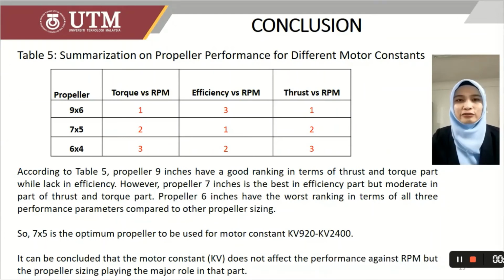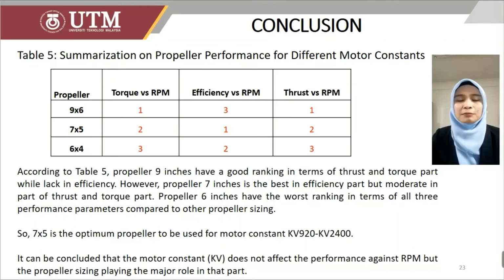Then I will proceed to the conclusion of my project. Table 5 shows the summarization of propeller performance based on different motor constants. According to table 5, propeller 9-inch has a good ranking in terms of thrust and torque but lacks in efficiency. However, propeller 7-inch is the best in efficiency but moderate in thrust and torque. Propeller 6-inch has the worst ranking in all three performance parameters compared to other propeller sizes.